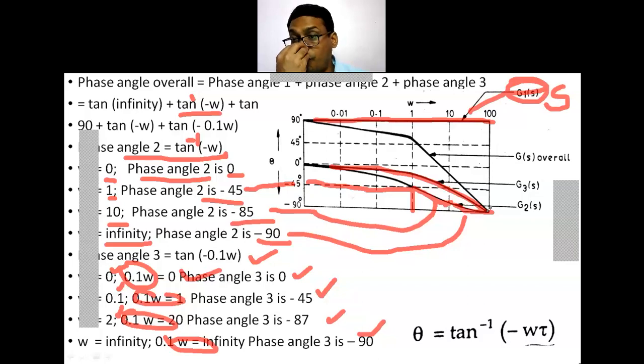Then what will be the overall phase angle? There is the first transfer function, which is a steady line at 90. So I have to add all these: this plus 90, minus 45, and again minus 45. So adding all these values, I will draw the resultant overall phase angle.